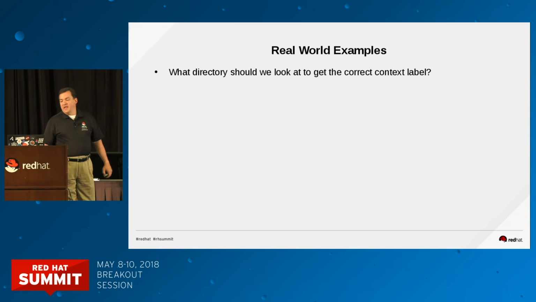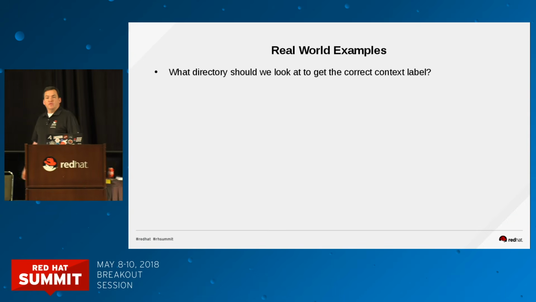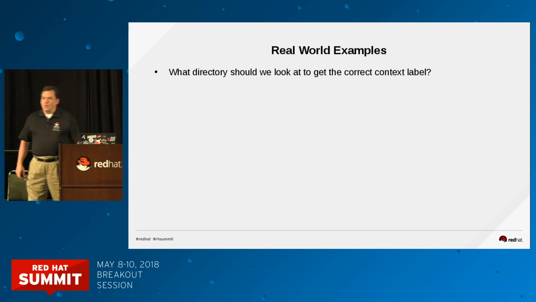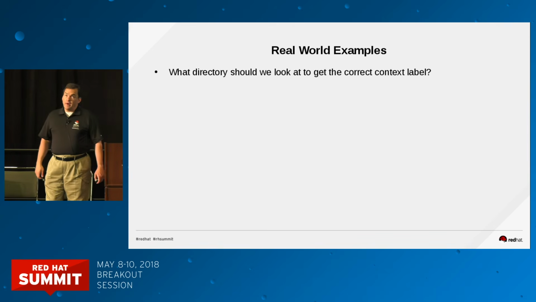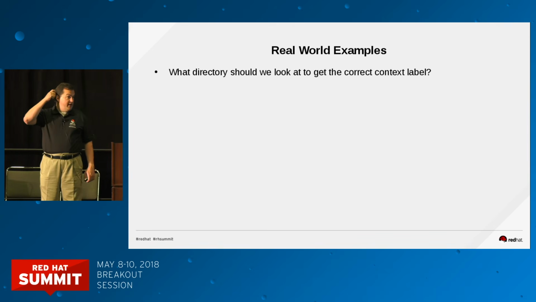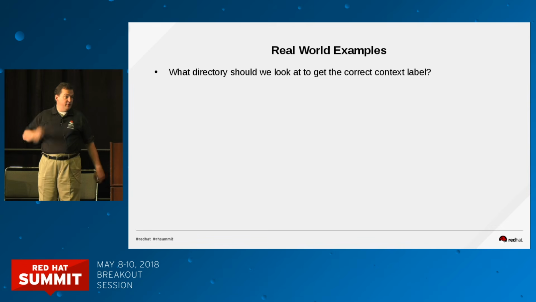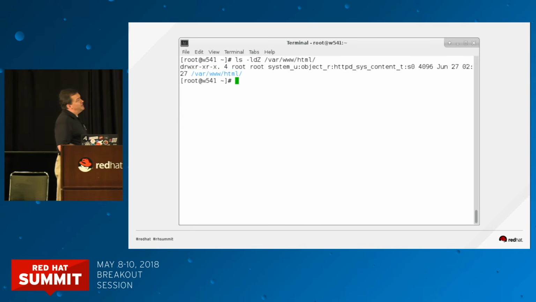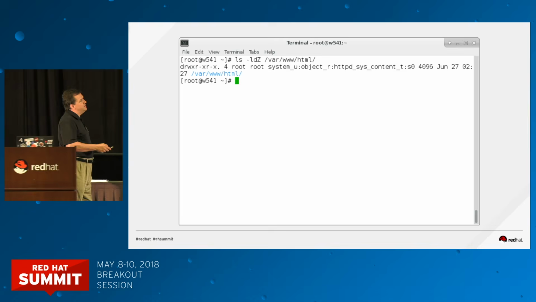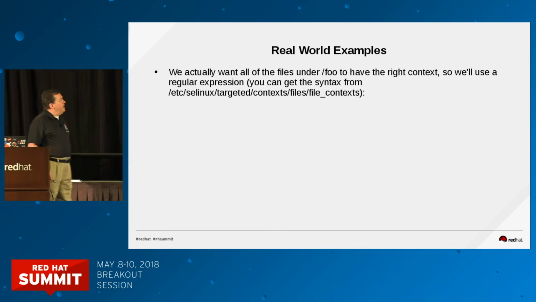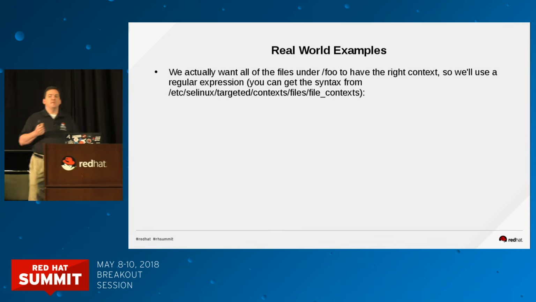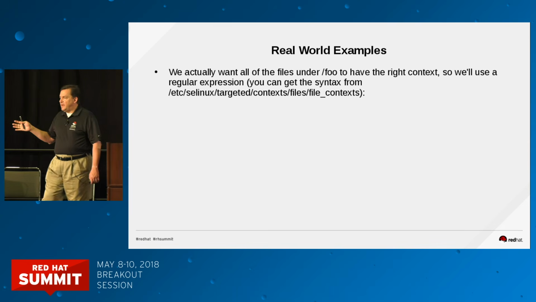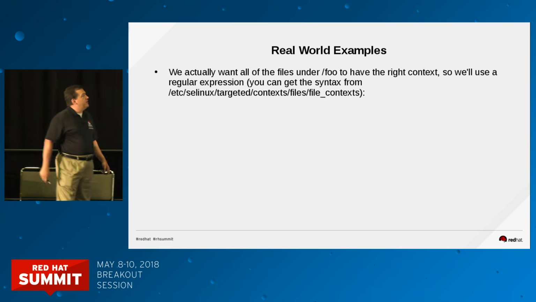Well, you know what? This is actually not really as bad as you would think. We know that this is going to be web content, right? Where on the file system already has the correct label for web content? /var/www, right? So I can just take a look at /var/www/html, and sure enough, it's httpd_sys_content_t. And now we want to make sure that foo and everything under it has the right context. So we're going to use a regular expression.